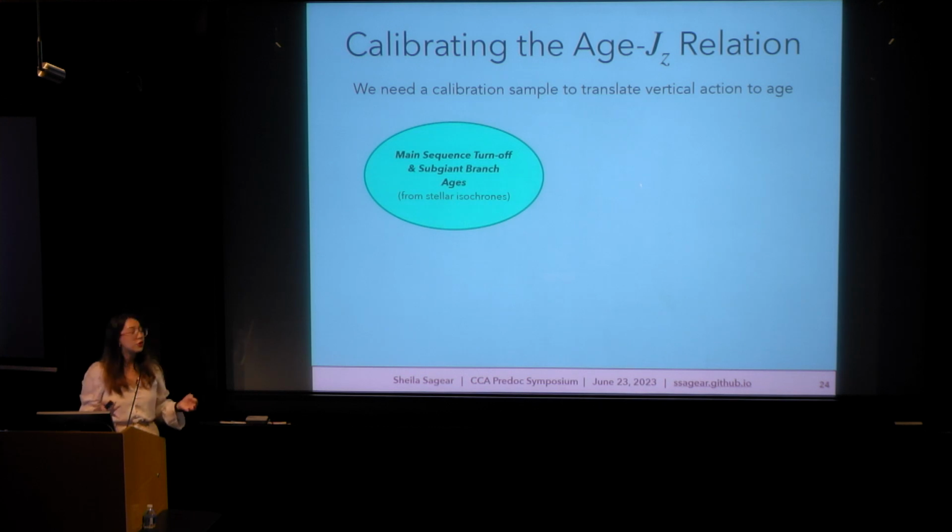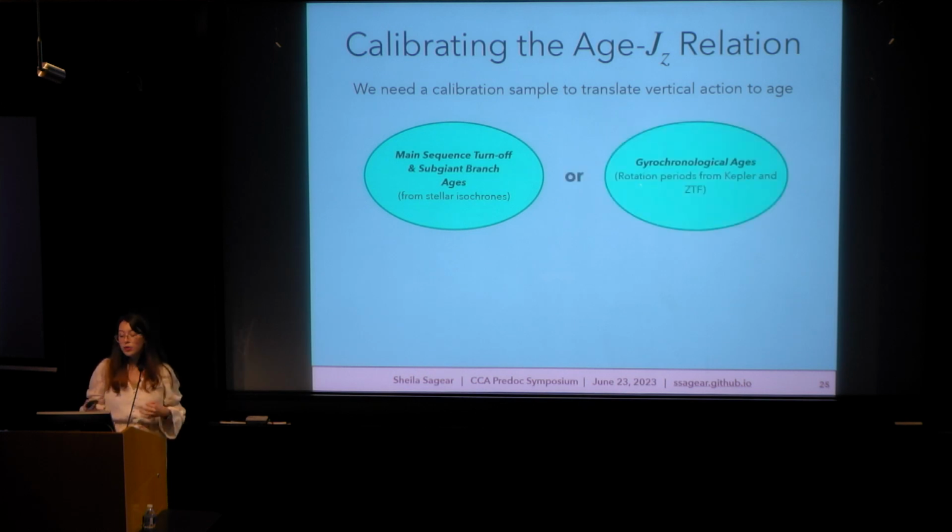So we have a couple of choices for this. One, we might use main sequence turnoff and subgiant branch star ages. These are stars for which the ages are relatively precisely known with stellar isochrones. Or we might use a sample of gyrochronological ages, which is what I talked about earlier. Both of these are good options. We have tons of stars in various samples from each category. And we would combine one of these with the vertical action.